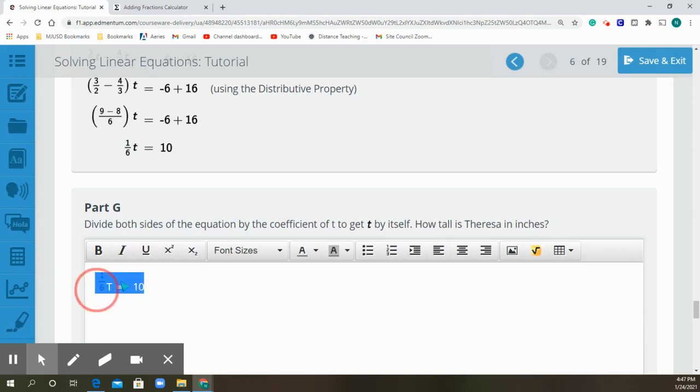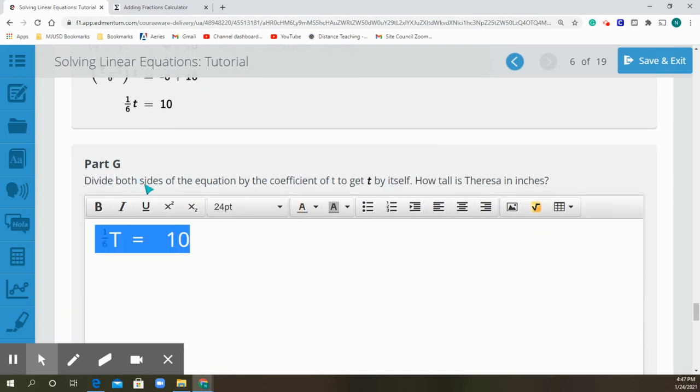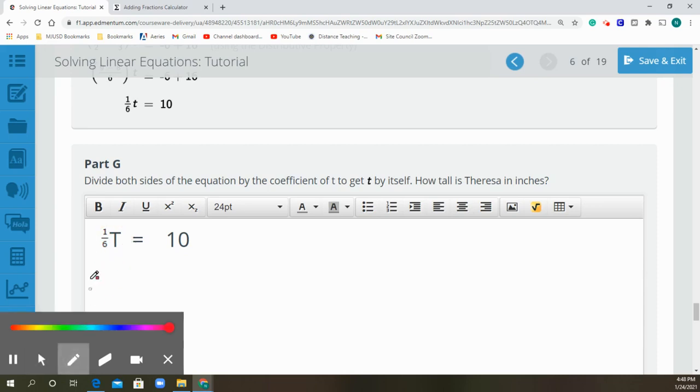Now it's saying, divide both sides of the equation by the coefficient to get t by itself. How tall is Teresa in inches? So up at the top, when I said if you divide from one side, you got to divide from the other. And this space right here, it means multiply.